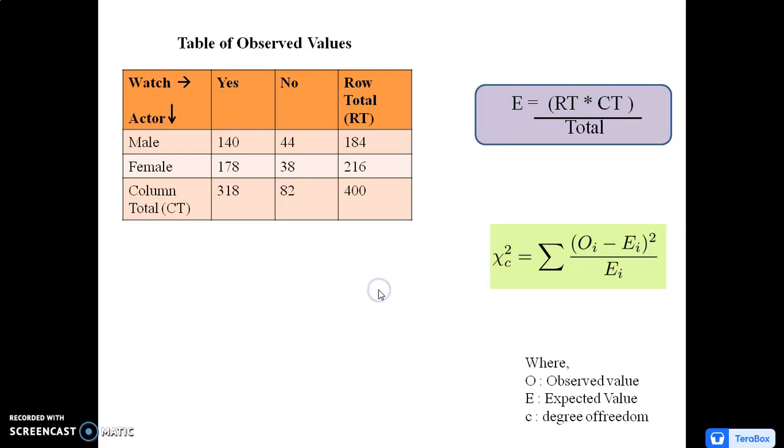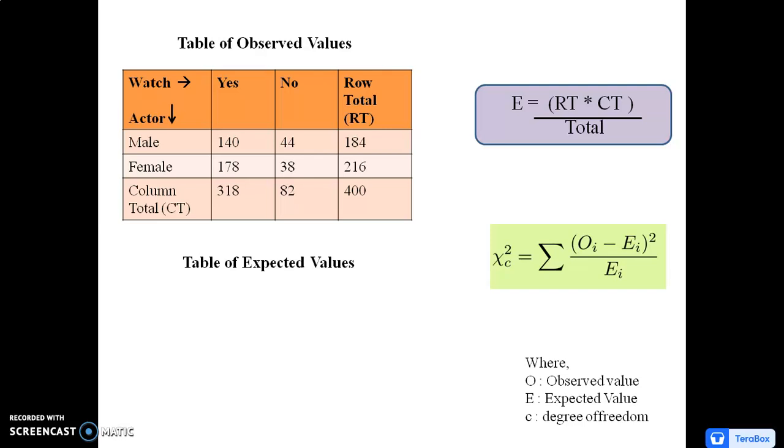So how to calculate that? To calculate these expected values, we have a formula: the row total and the column total should be multiplied and divided by the total value. Now let us try and understand how we do it.